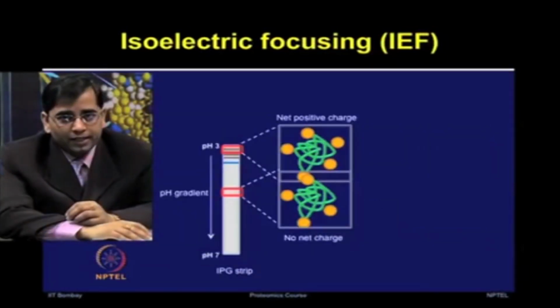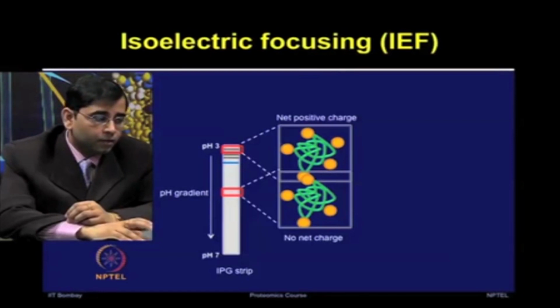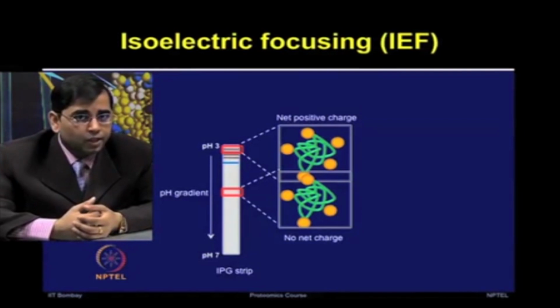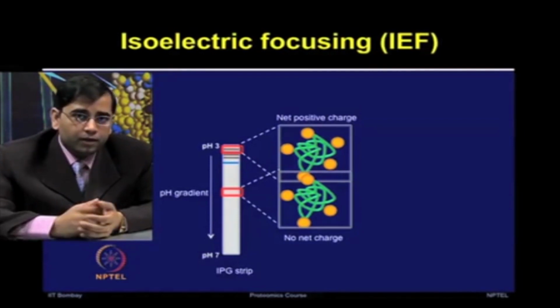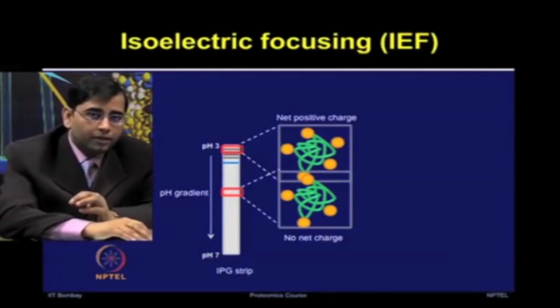Let me show you this process in this animation here. You have an IPG strip with pH 3 to 7 gradient. When you are moving in the electric field from the positive charge towards the negative charge, when pH becomes equal to its pI, then there is no net charge and protein will remain over there. So, now this will be the isoelectric point.